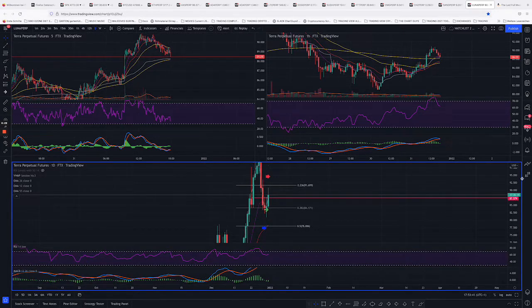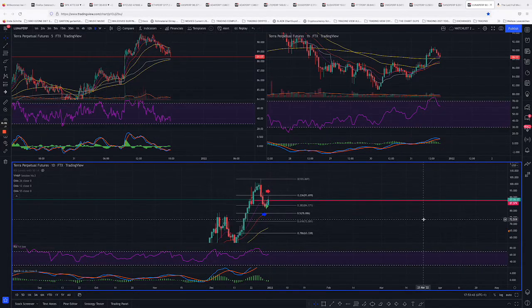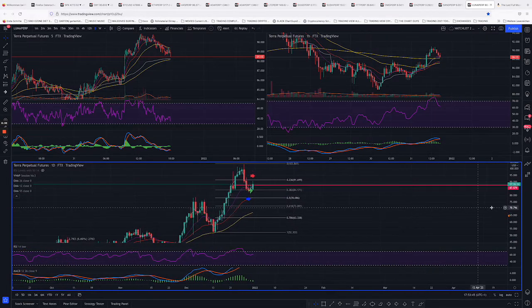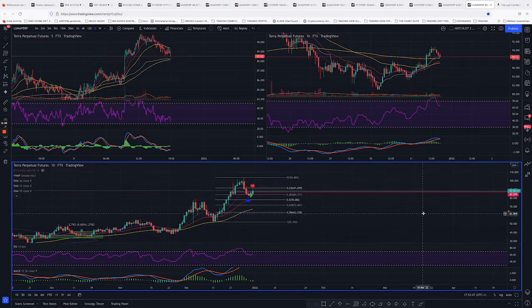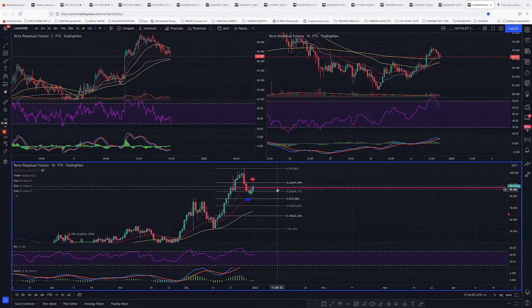And we have Luna here. Luna's been a very strong runner in the last week, and it started consolidating just above 100 psychological. So there's an interesting short in there. I'm going to remove those fibs in a moment just to show that we've retraced to the .382.